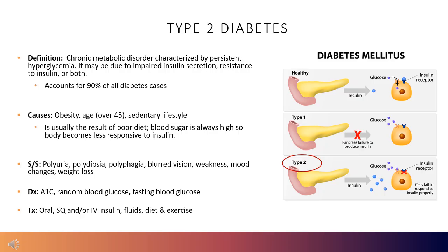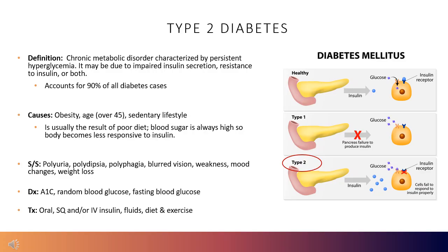Type 2 diabetics account for about 90% of all diabetes cases. That's the one that we're definitely more familiar with as healthcare providers, and it's strongly linked to obesity, age over 45, and a sedentary lifestyle. So those are your common associations there.